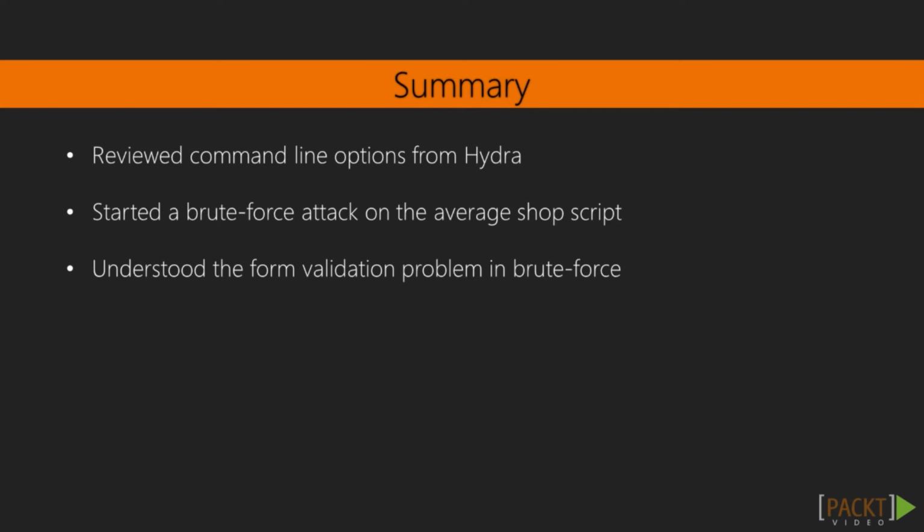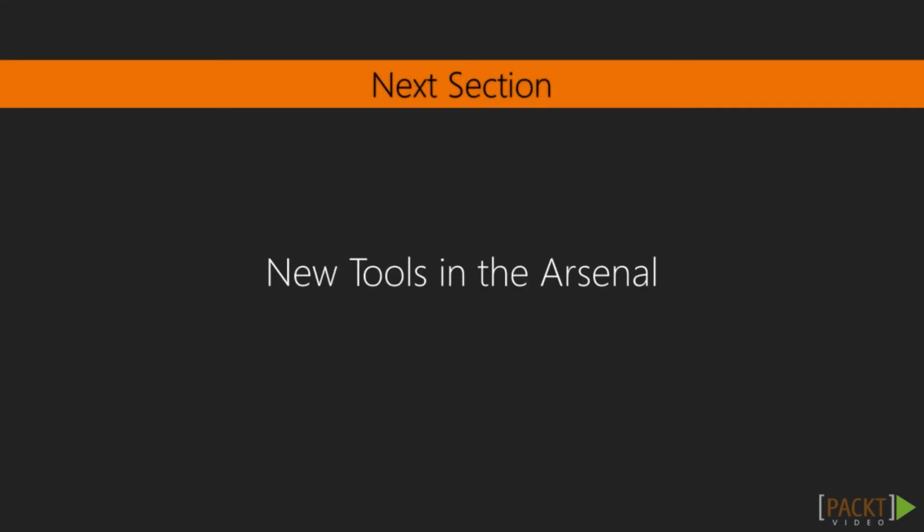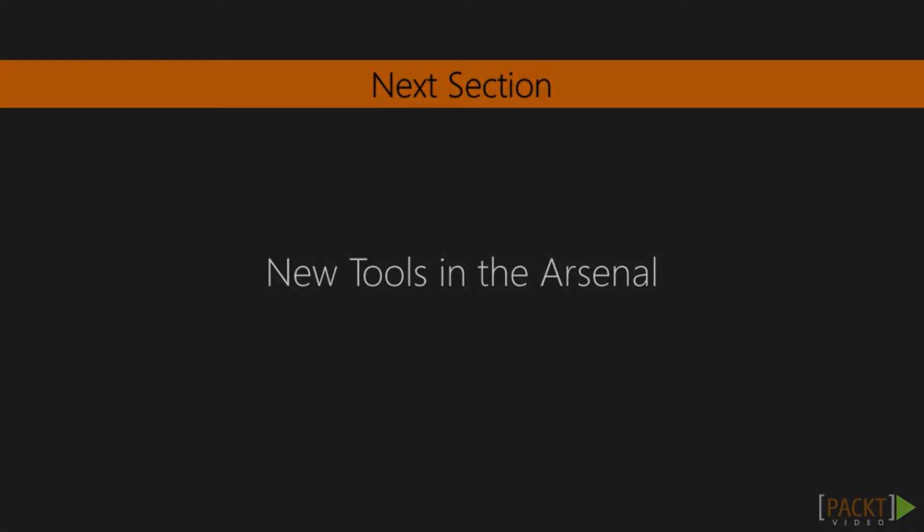As well as that, we've started a brute force attack on the average shop script, which has been successful on the static definition we did with the username and password, as well as giving the lists. And we also understood the form validation problem in brute forces, which is basically if the PHP script is looking to see if the submit button was clicked, we need to also include that in the post. So now we're moving on to a new section, which is new tools in the arsenal.